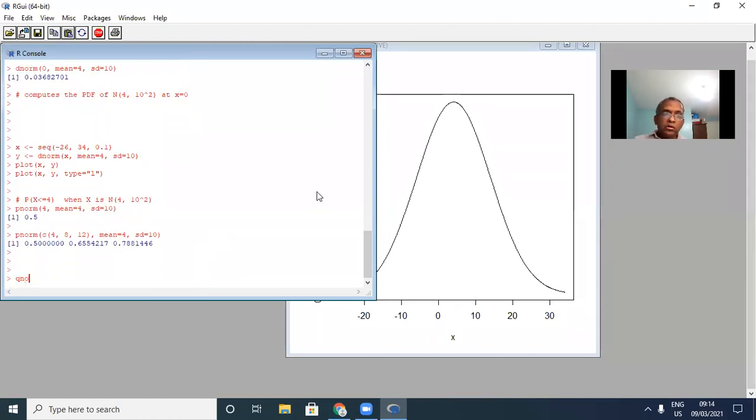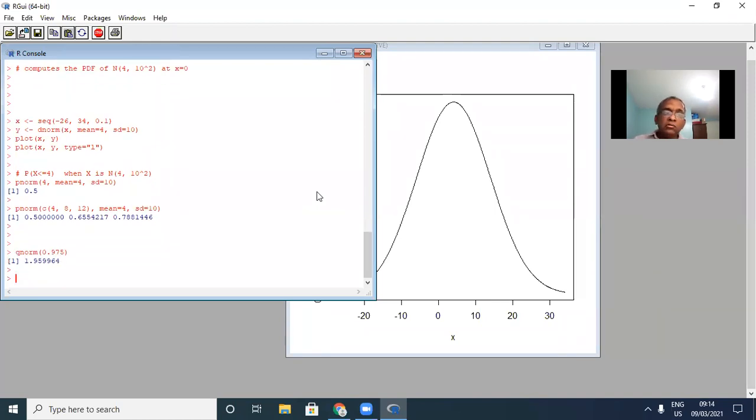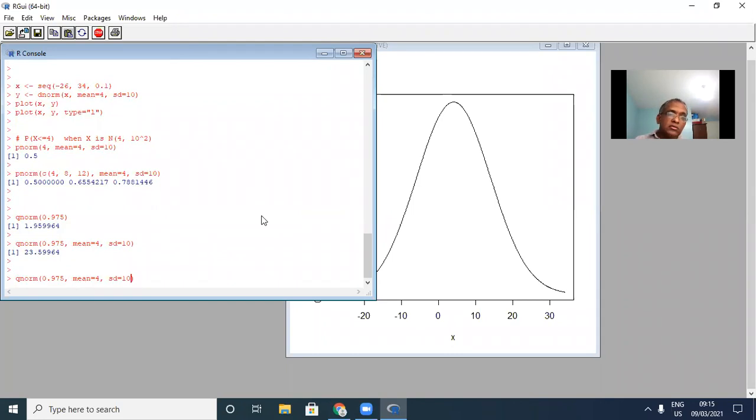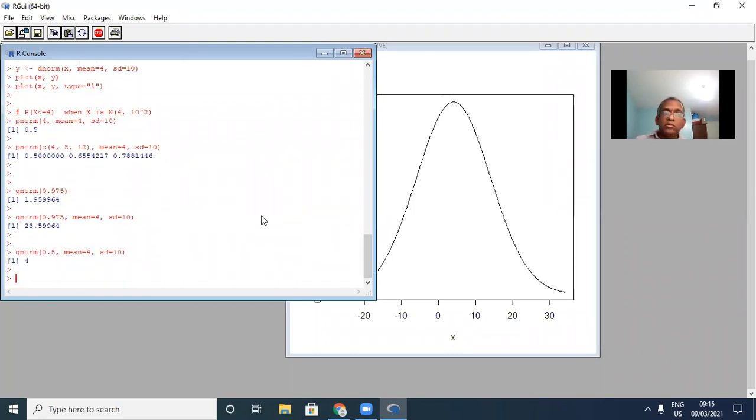And you can compute qnorm. So qnorm will compute the quantiles of a normal distribution. So if you say qnorm at 0.975, that's the quantile of a standard normal at p equal to 0.975. So if you say this, this is the quantile of a normal with parameters 4 and standard deviation 10, right? And this is the median of the normal with parameters mean equal to 4 and standard deviation equal to 10.